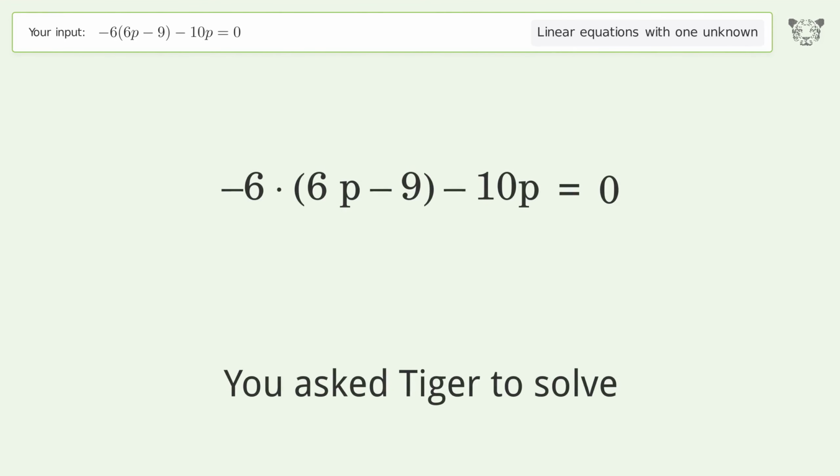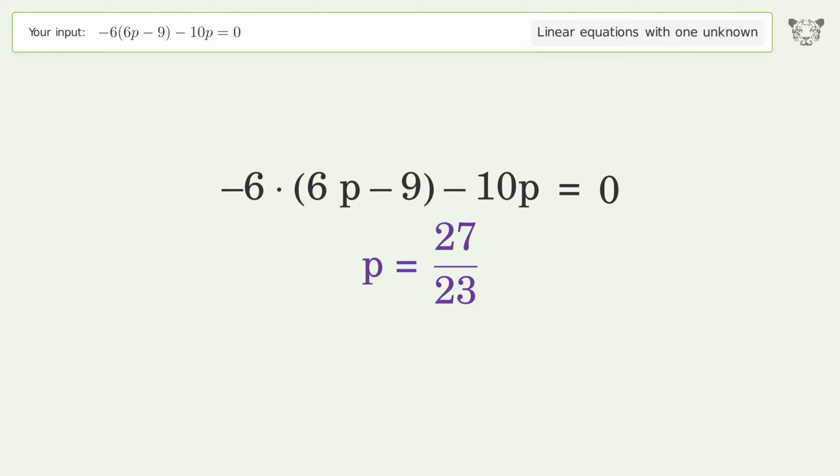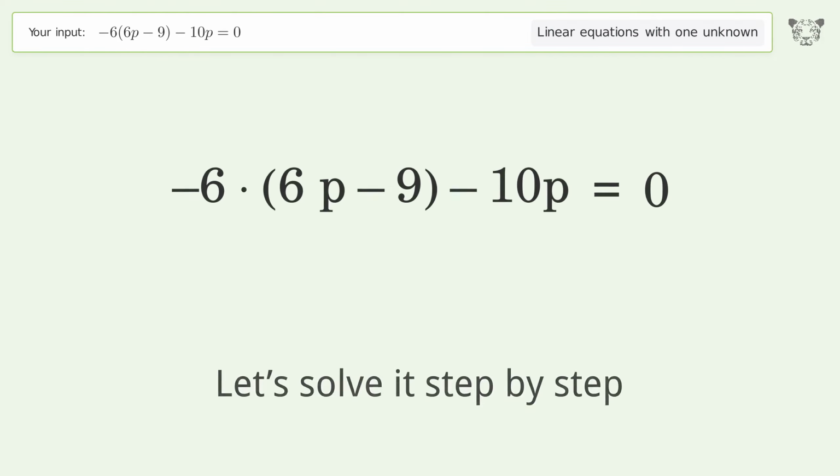You ask Tiger to solve. This deals with linear equations with one unknown. The final result is p equals 27/23. Let's solve it step by step.